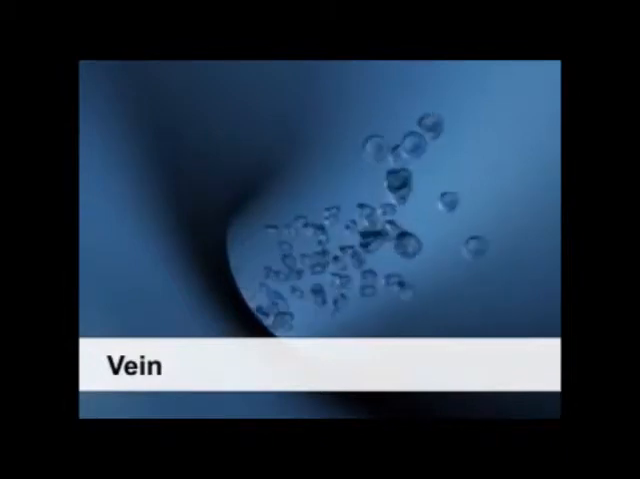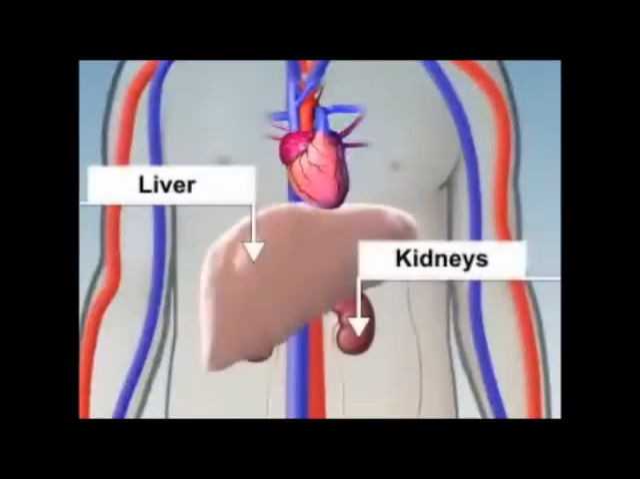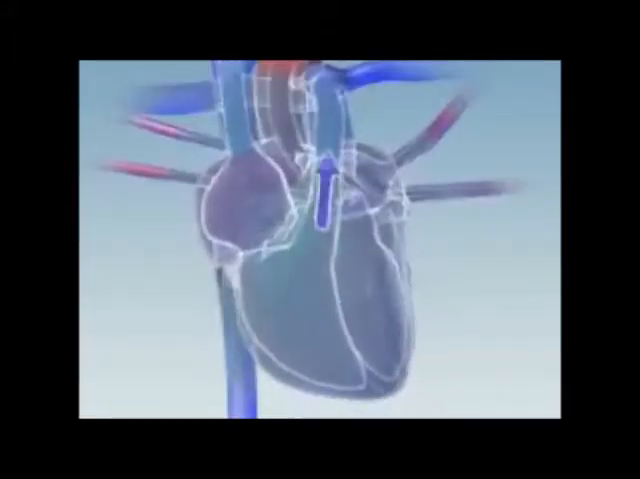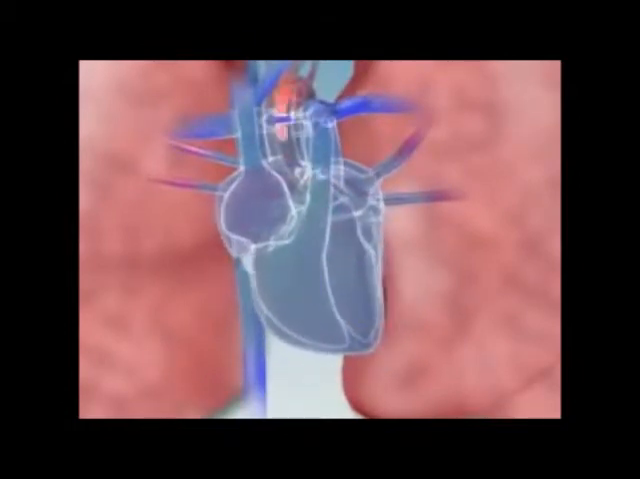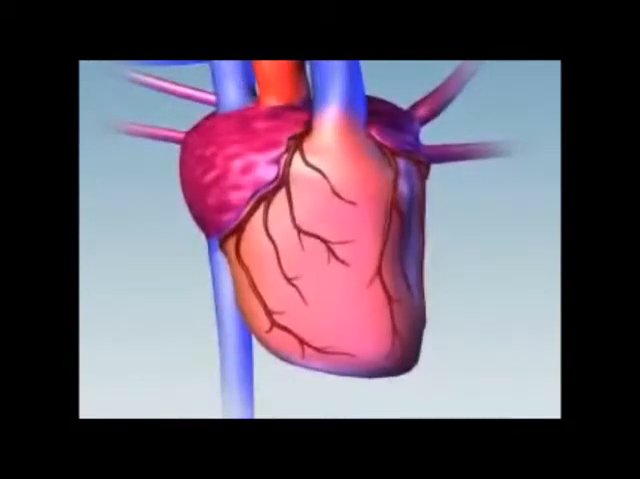As veins carry the deoxygenated blood back to the right atrium of the heart, other organs filter out and dispose of the waste products. After entering the heart, the deoxygenated blood is then pumped through the lungs, where it is loaded back up with oxygen, and the cycle is repeated. If you could see what your heart looks like when it beats, it would look like this.